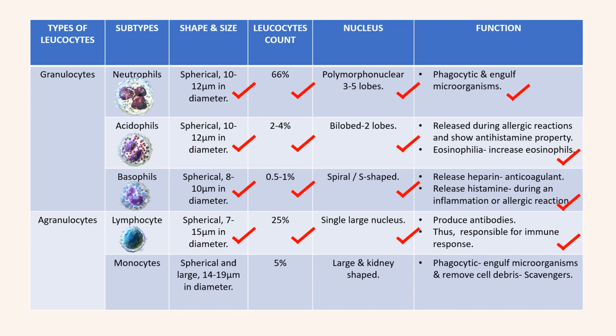The next type of agranulocytes is monocytes. These are also spherical, but about 14 to 19 micrometer in diameter. These constitute about 5% of the total leukocytes. Monocytes have a single large nucleus. These show phagocytic action, and engulf microorganisms, and remove cell debris. Thus they are also known as scavengers.